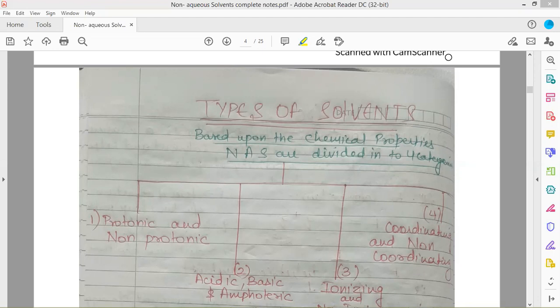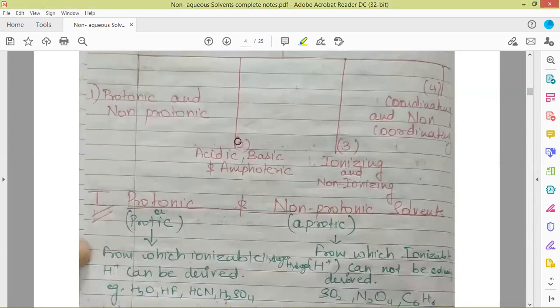So let's get started. Based upon the chemical properties, non-aqueous solvents are divided into four categories. They can be protonic or non-protonic solvents. These can be acidic, basic, or amphoteric solvents, ionizing and non-ionizing. And the last one is coordinating and non-coordinating solvents.